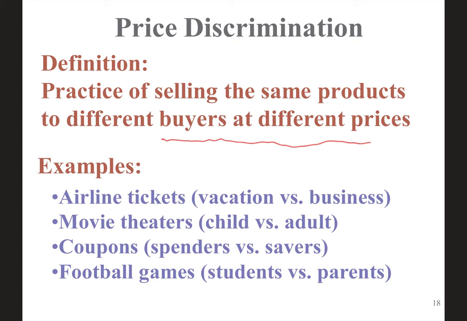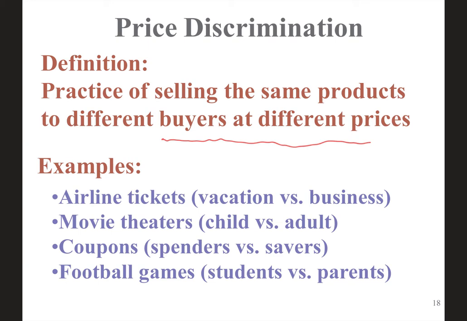Maybe there is a student price. We're used to seeing senior citizen prices, student prices. But in reality, there's a few different types of price discrimination. For example, first degree price discrimination, second degree, and third degree.